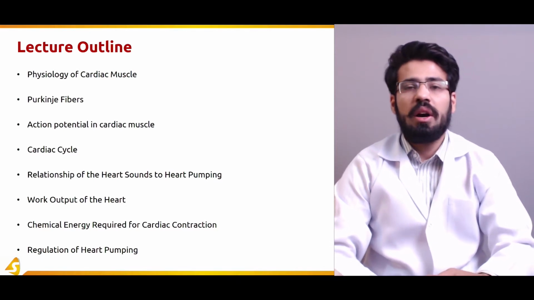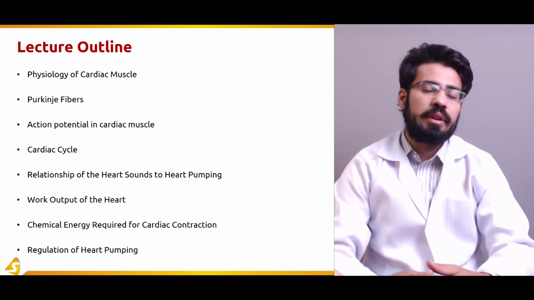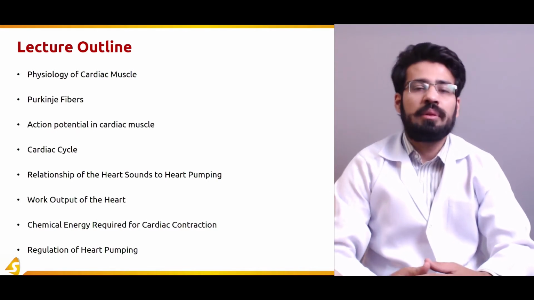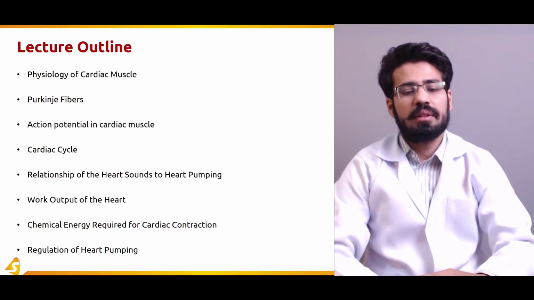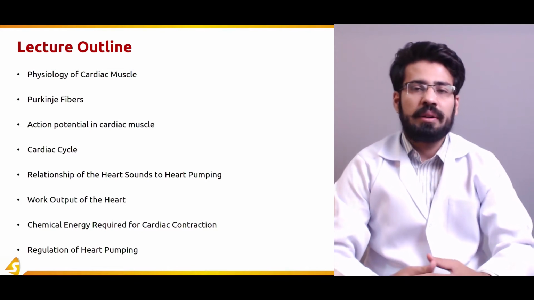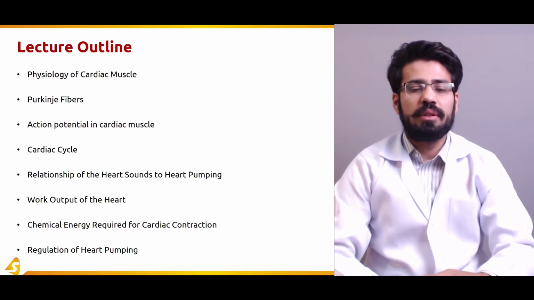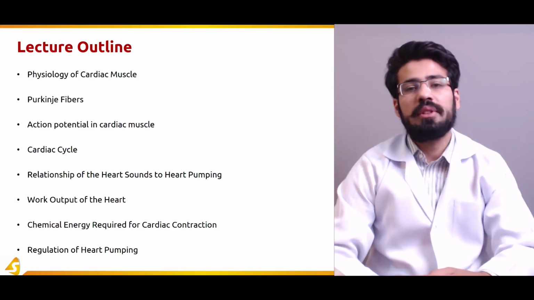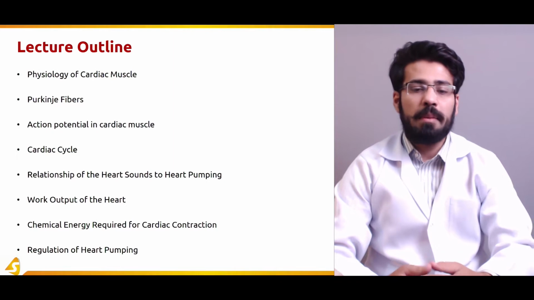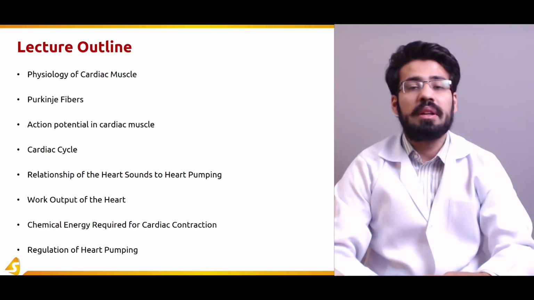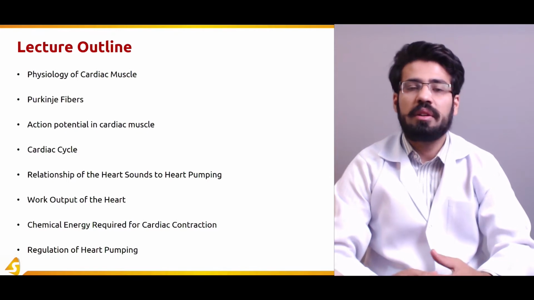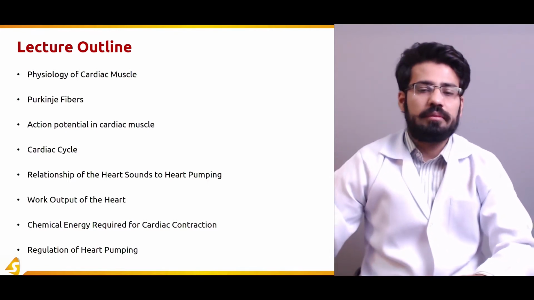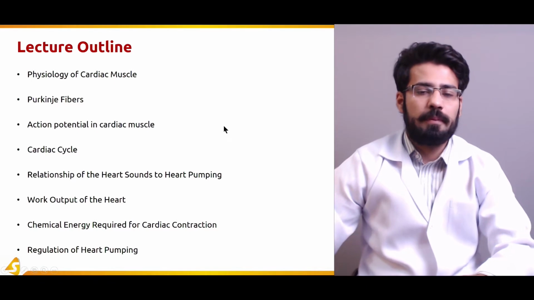This includes the atrial contraction and the ventricular contraction, majorly atrial systole and diastole, and ventricular diastole and systole. And last but not the least, we are going to discuss the regulation of the heart pumping. What I mean by the regulation of the heart pumping is the sympathetic and the parasympathetic nervous systems that control the heart pumping. Now let's begin.